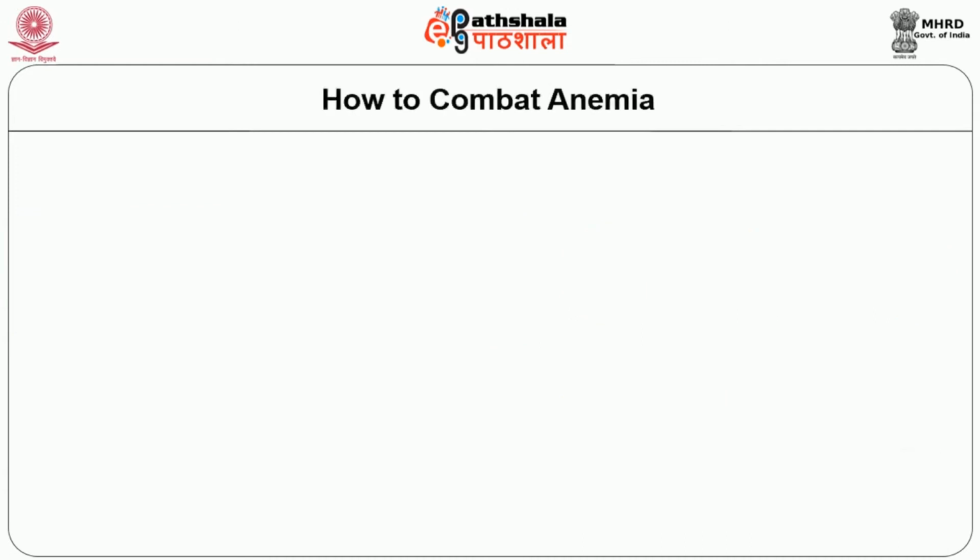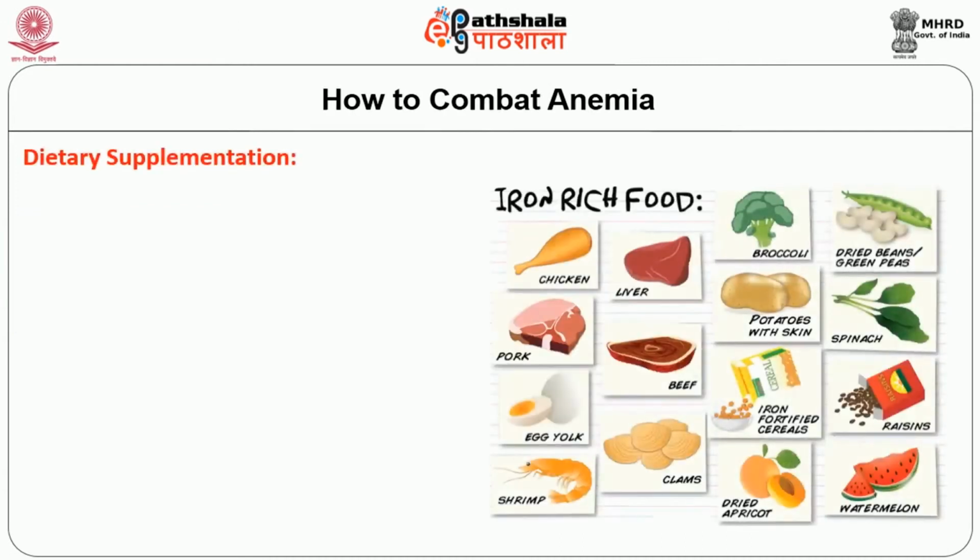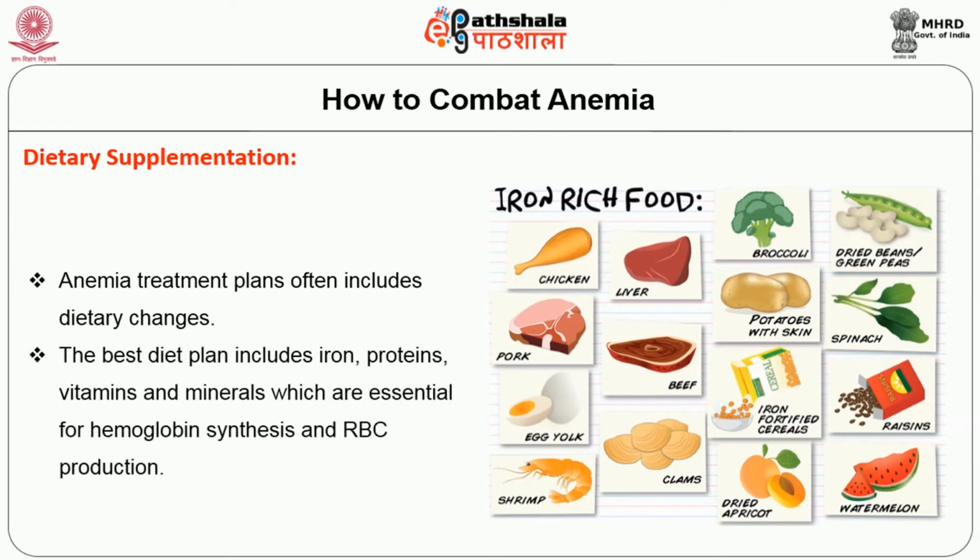Now, how to combat anemia? By dietary supplementation. Anemia treatment plans often include dietary changes. The best diet plan includes iron, proteins, vitamins and minerals, which are essential for hemoglobin synthesis and RBC production. In this picture you can see the food rich in iron, that is meat, poultry, legumes, dry fruits like dates, broccoli, egg yolk. These are all iron rich diet.